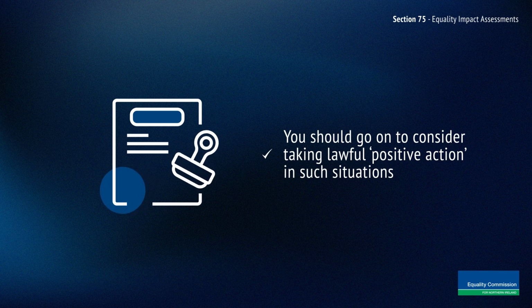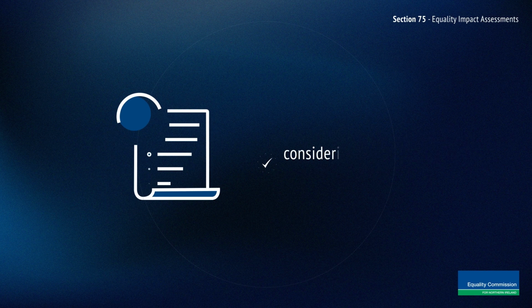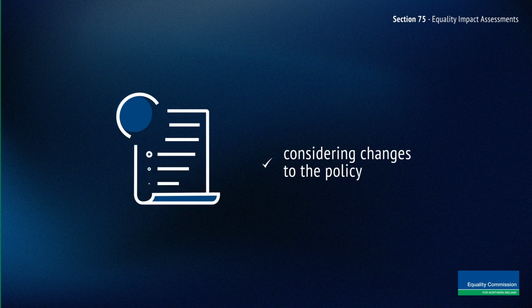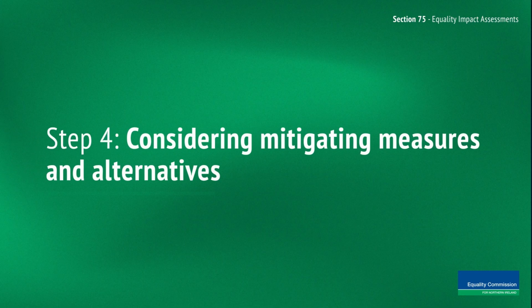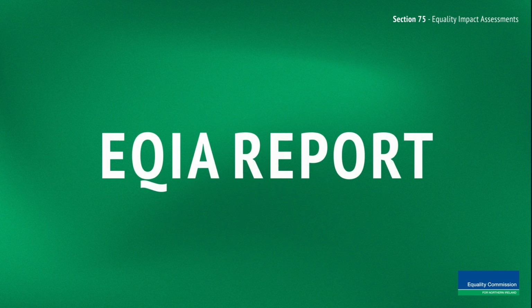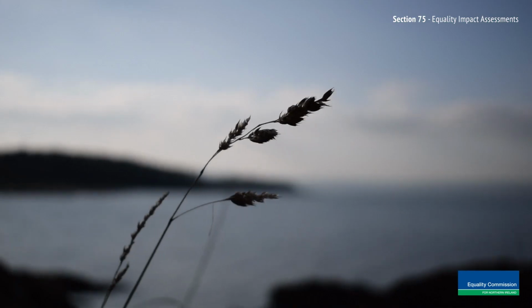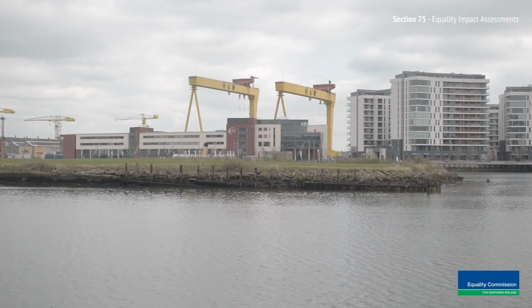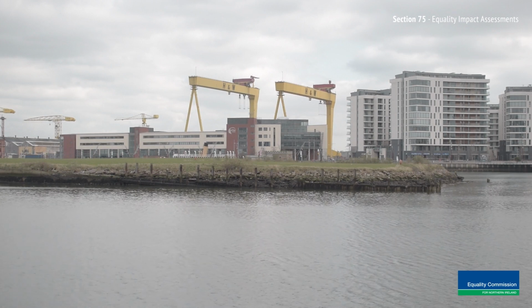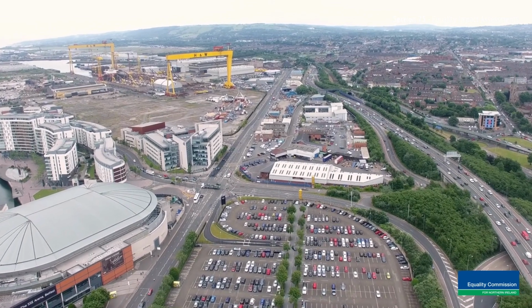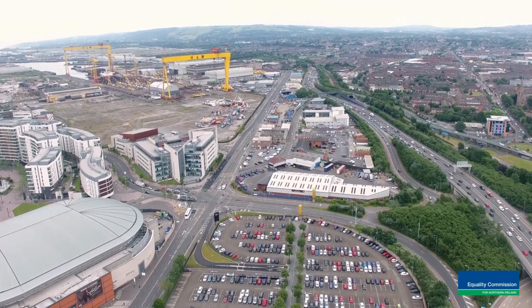This is important when considering the crucial 4th step of the EQIA process, which is considering changes to the policy. The consideration of mitigating measures and alternative policies is at the heart of the EQIA process. In the draft EQIA report that is issued for consultation, which we'll discuss in Step 5, you must give details of what mitigating measures or alternative policies you are considering taking, and outline how you believe they will address the potential impacts or inequalities that you've identified.